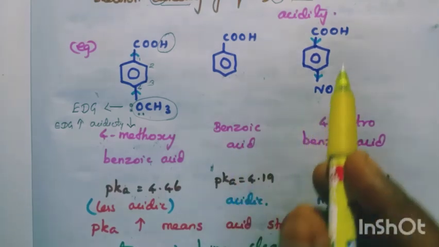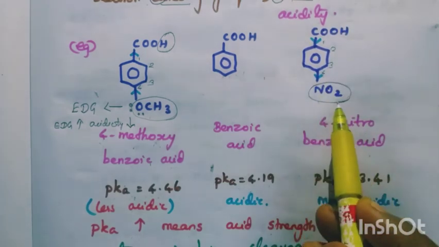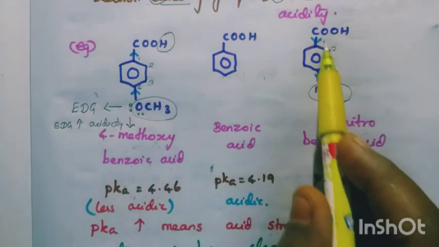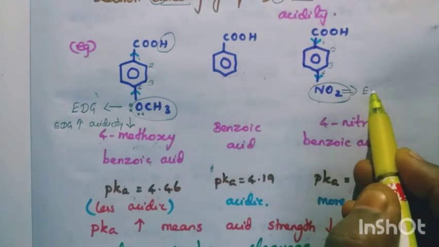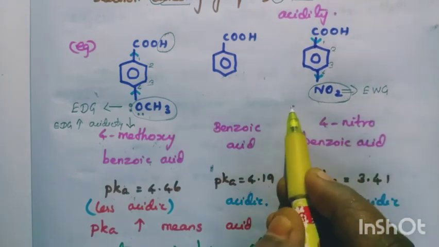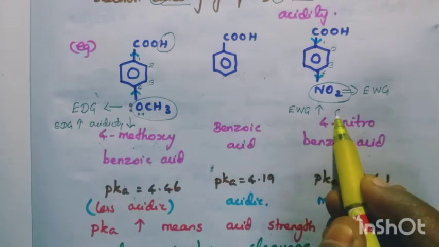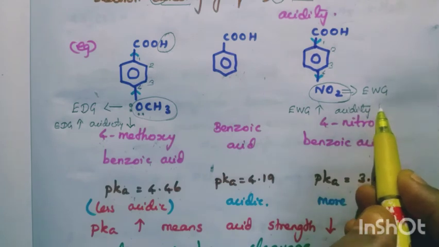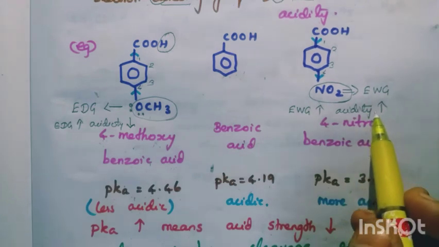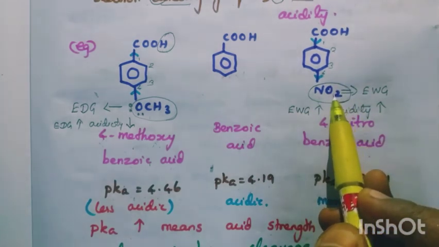Here, what is the name of this compound? First 1, 2, 3, 4. At the fourth position we have a nitro group. So 4-nitro benzoic acid. Now tell me whether this nitro group is an electron withdrawing or electron donating group. Electron withdrawing group. So what is the concept we studied? Electron withdrawing group means acidity increases. So this NO2 group increases the acid strength.